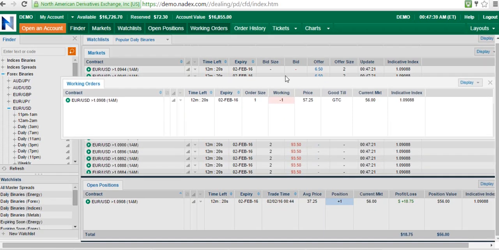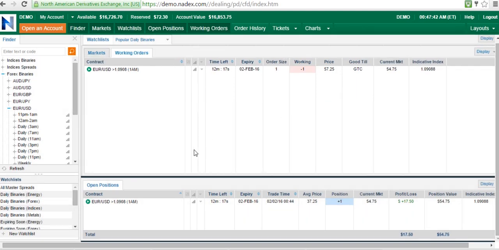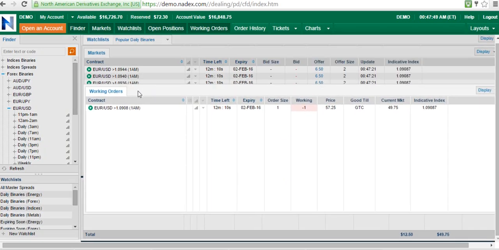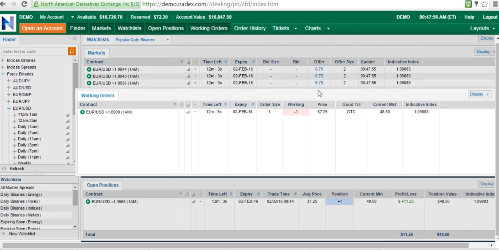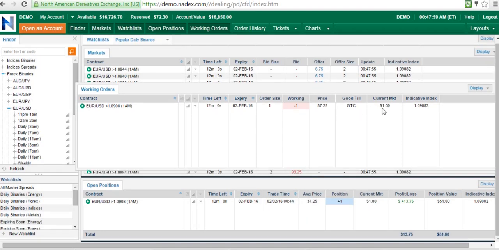Okay, now let's take a look here. In this particular example, it might get us out. Where is the price here? Right now, we can sell it for $49.75, so it's not quite there yet. Okay, but the price is going up. It may hit or may not. Let's see. This is just a demo trade example. But remember, we bought it for $37.25, and what we're saying here in this working order is we want to sell it if the price gets up to $57.25.